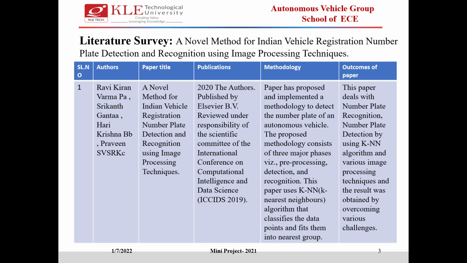Out of them, the title of the first research paper is A Novel Method for Indian Vehicle Registration Number Plate Detection and Recognition Using the Image Processing Techniques. So this paper has proposed and implemented a methodology to detect the number plate of a vehicle, of an autonomous vehicle. The proposed methodology consists of three major phases, that is pre-processing, detection and recognition. It used the algorithm called KNN, that is K nearest neighbors algorithm, which works by classifying the data points and fitting them into the nearest group. So it was successful in detecting and recognizing the number plate.